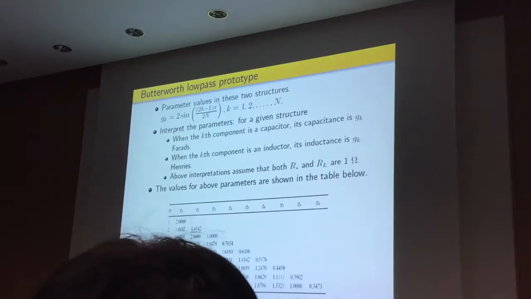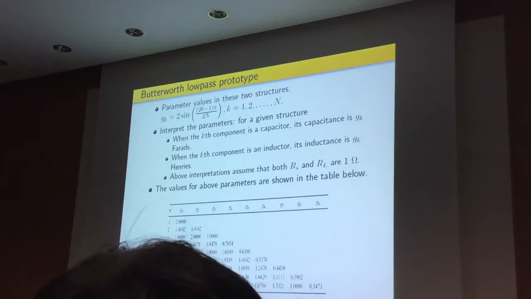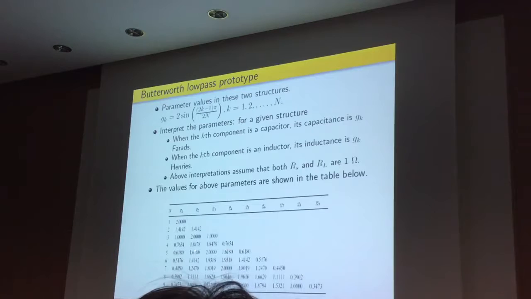But if you look at the table carefully, what do you see? Actually, it's symmetric, right? For example, for this one, the first one equals the last one. This one equals this one. But this one cannot find another same value. Whereas for this one, it's also symmetric. These two are equal, and this one and this one are equal, right?